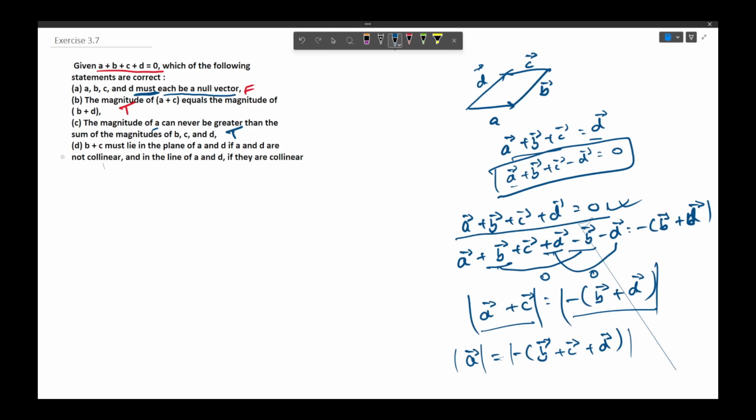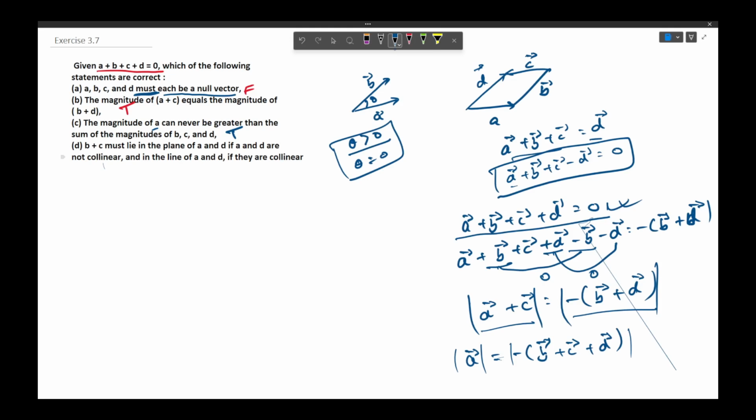The next statement says that B plus C must lie in the plane of A and D if A and D are non-collinear. Non-collinear vectors are vectors having some finite angle between them. So let us assume that this is vector A and this is vector B and this is angle theta. If theta is greater than 0, then they are non-collinear vectors. But if theta is equal to 0, then they both have the same direction and are said to be a collinear set of vectors.